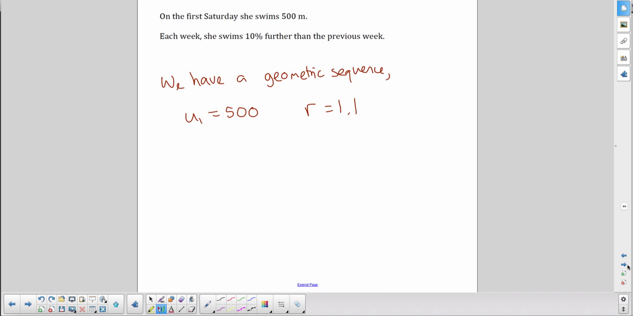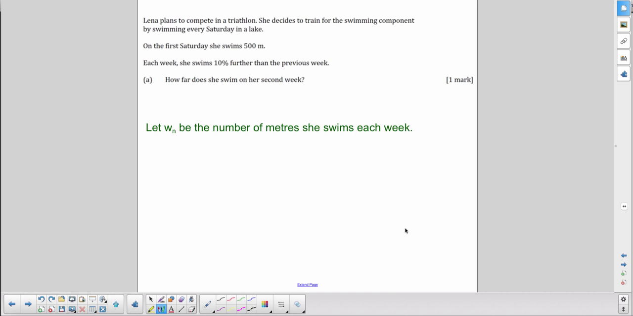Let's do it. Okay, how far does she swim in her second week? So we've already been using the notation Wn to be the number of meters she swims each week. The first week we have 500, our second week 550 meters. Thank you very much.